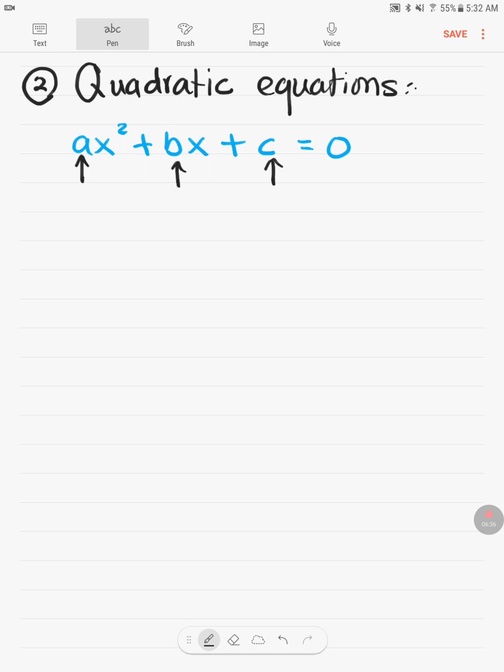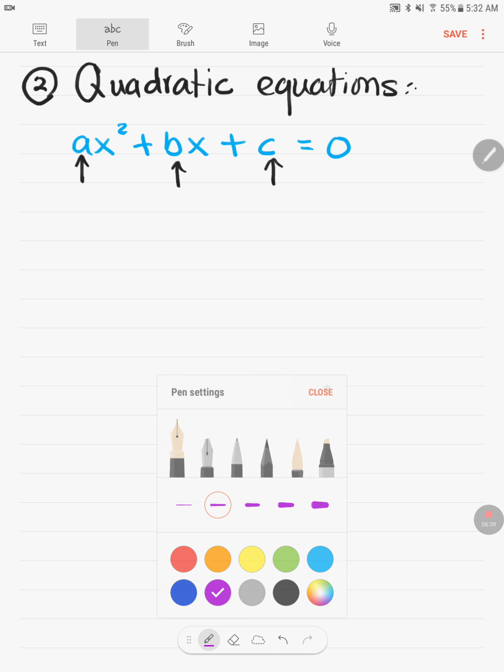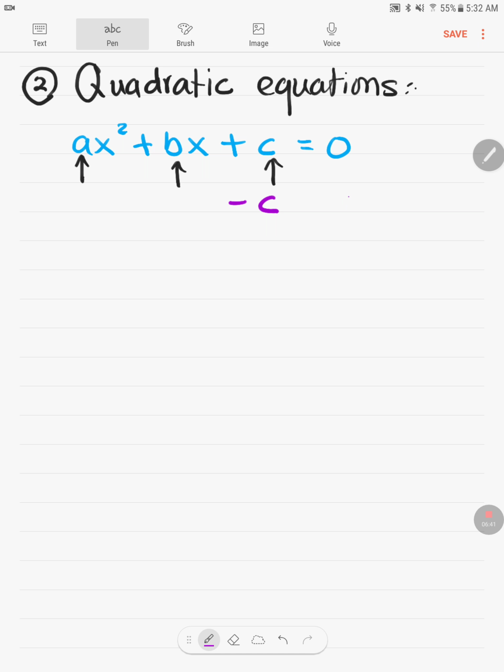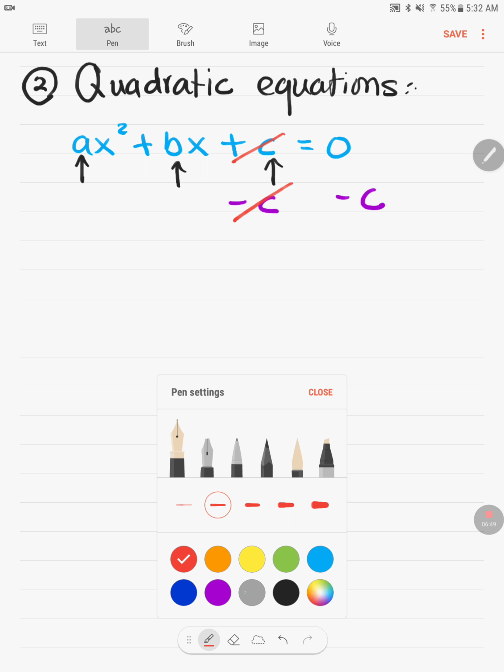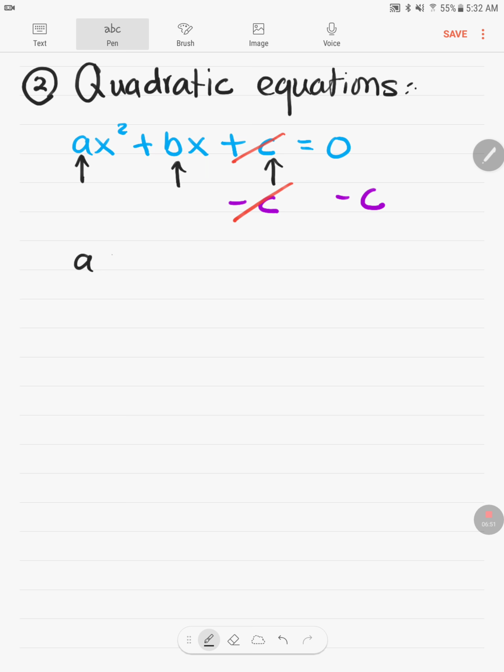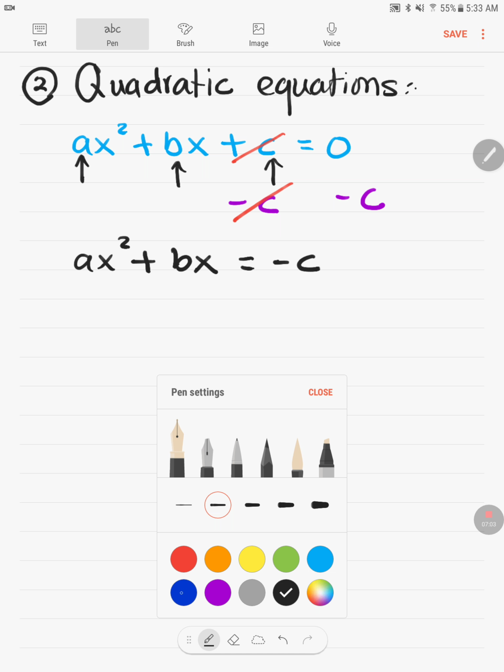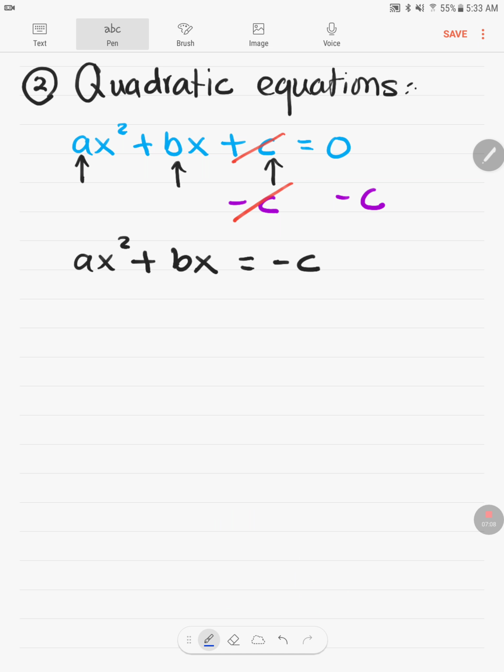We start by subtracting c from both sides, just to get rid of this c. So if you do that, we'll get this equation, ax squared plus bx is equal to minus c. Now we need to get rid of the a. So to get rid of that, we divide both sides by a.